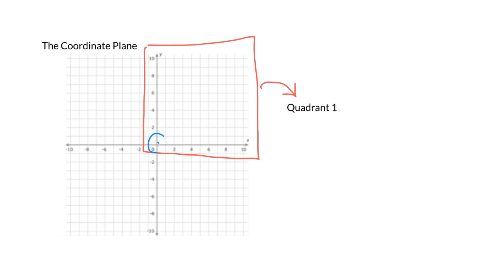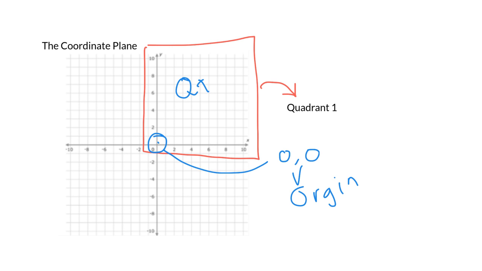This point right here, where we have our coordinates 0, 0, is called the origin. Some people call it the zero origin. Every time that you see a coordinate on our coordinate plane, and again, you're only going to be doing quadrant one in fifth grade, it always is going to start with the points or coordinates 0, 0.